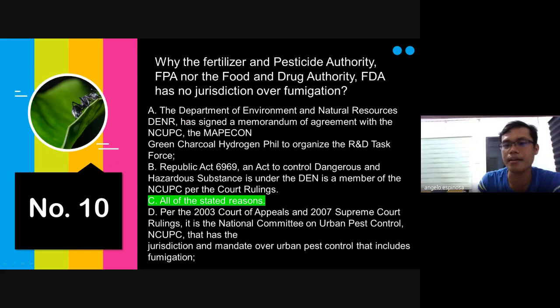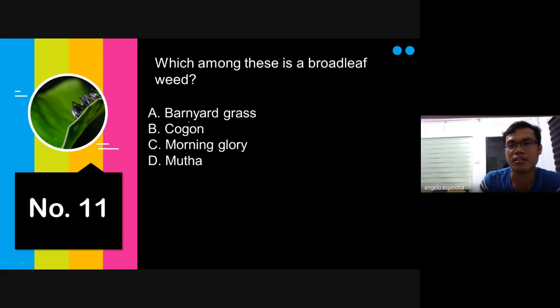Next, number 11, which among these is a broadleaf weed? A, barnyard grass. B, cogon. C, morning glory. D, mutha.